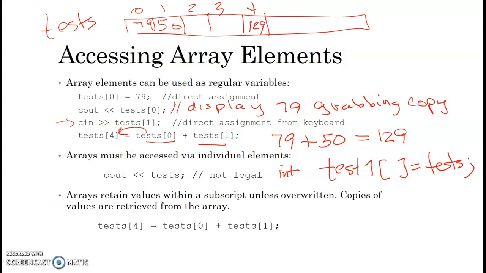Arrays retain values within a subscript unless overwritten. So each time we were taking out, for example, up in here, I was only taking a copy, which again is demonstrated down here in this statement. It is only pulling a copy out unless I would overwrite it through some form of direct assignment, whether that is a cin statement or an assignment statement.